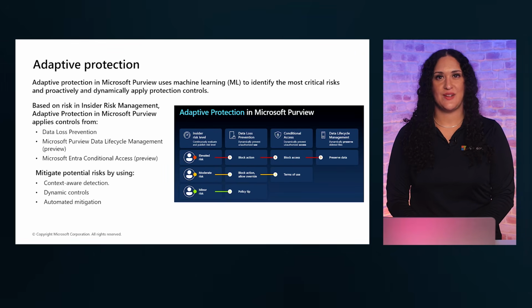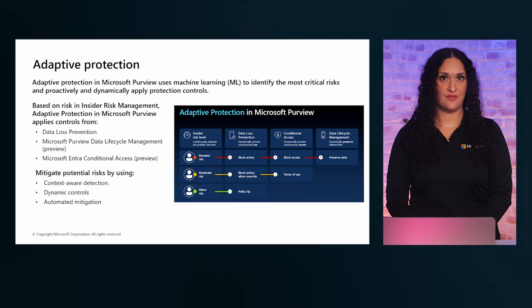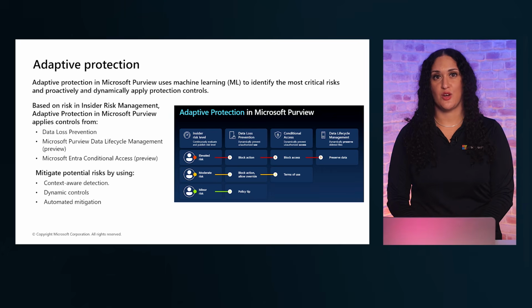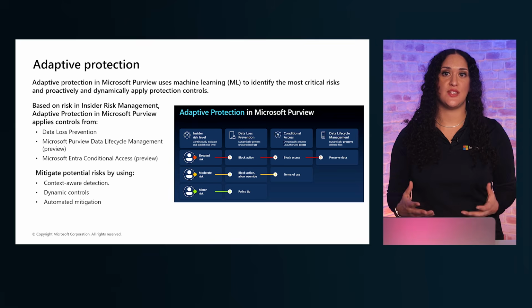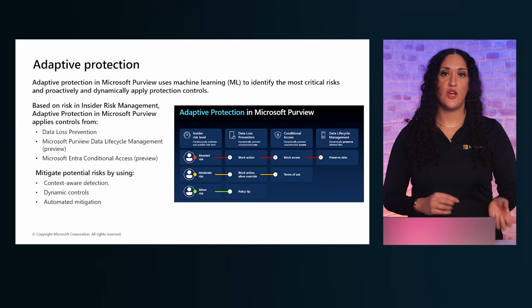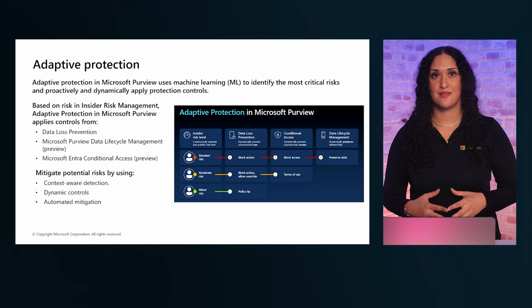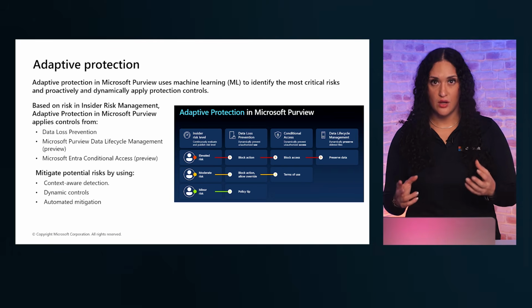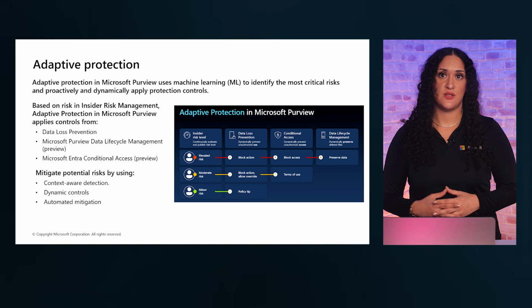But the data security landscape changes rapidly. How can we become proactive in how we can identify new risks? With adaptive protection in Microsoft Purview, you don't need to. Adaptive protection uses machine learning to assess insider risk signals and automatically apply the right level of protection based on user risk. Instead of one-size-fits-all controls, protection adapts as risk changes.